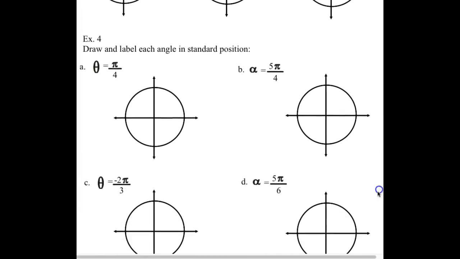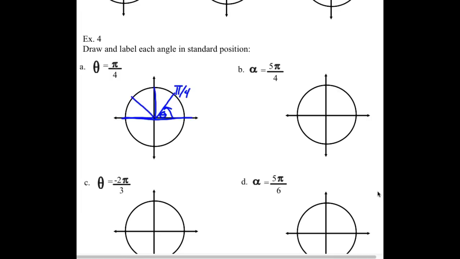All right, so you are going to look at the denominator to help you figure out how to split it up. Our first one says we want 4ths, right? We want pi over 4. So picture splitting the top half into 4 pieces. And we just need one of them. So if I want an angle that's pi over 4, this right here is going to be my angle out to here. Okay, so this would be theta.